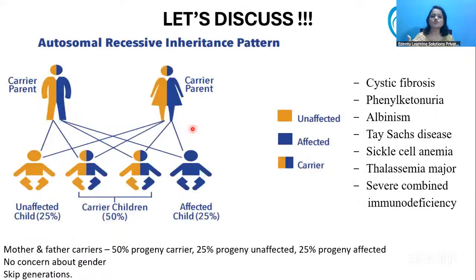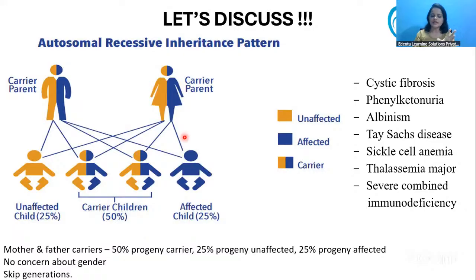Now, next is the autosomal recessive inheritance pattern. Okay, so first in the autosomal recessive inheritance pattern, there are 2 conditions. That is, both parents are carriers, or one is a carrier and one is a normal parent. Okay, we will discuss them both. So the first case is this, both are carriers.